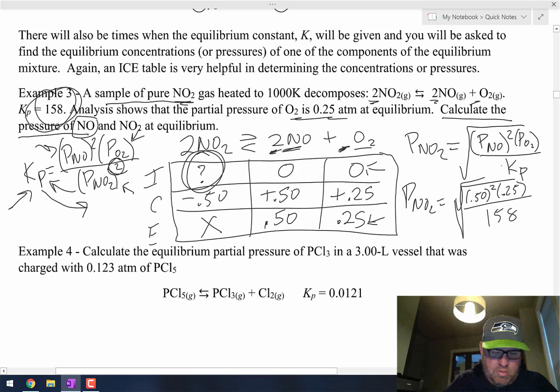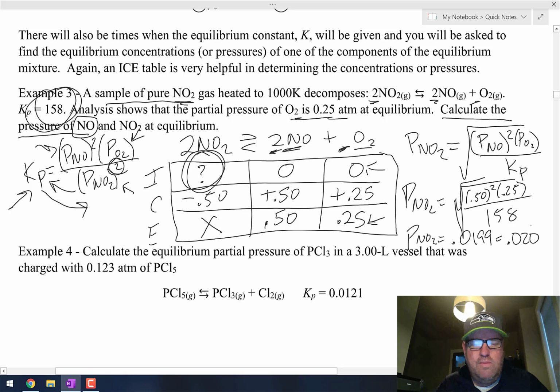So now I'm going to go 0.50. I'm going to square it. I'm going to multiply by 0.25. I'm going to divide by 158. And then I'm going to take the square root of that answer. And I get a pressure of NO2 equal to 0.0199, or you could probably round up to 0.020. And that would be the pressure, and obviously that is atmospheres. They're not going to really care about that though.